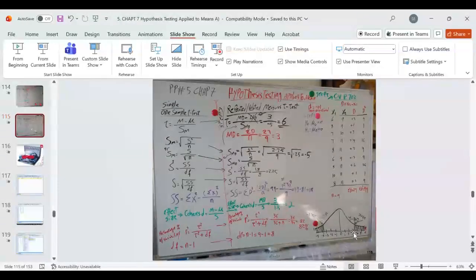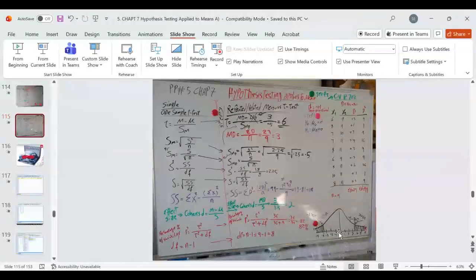Because we don't know whether our calculated T is going to be positive or negative, our cutoff points are positive or negative 3.355 right there. That's our step 2.